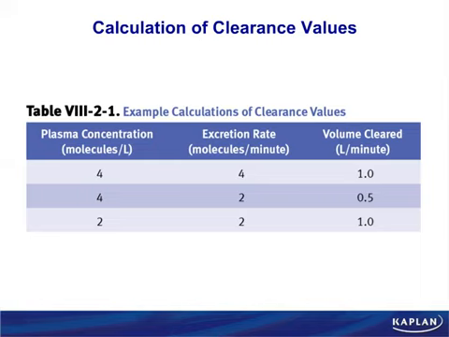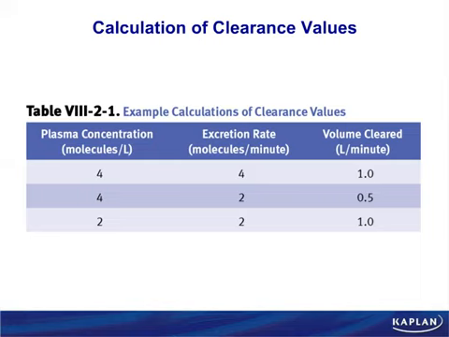Now, let's say a patient has a plasma concentration of 2 molecules per liter. Patient is still filtering at 100%. This time, the excretion rate is 2 molecules per minute. That patient still cleared 1 liter of plasma. Notice the patient on the top and the patient on the bottom, they both cleared 1 liter of plasma, but the patient on the top has an excretion rate of 4, and the patient on the bottom has an excretion rate of 2.